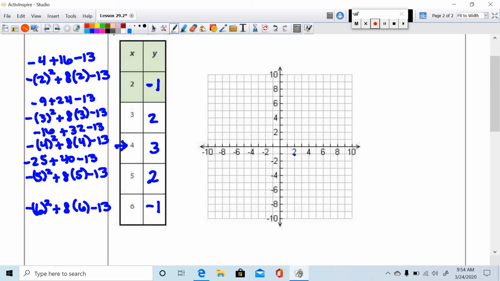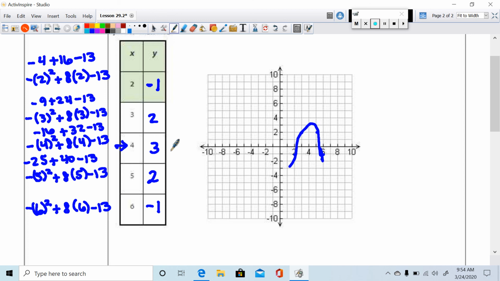Okay, so 2, negative 1 is right here. 3, 2, right there. 4, 3. 5, 2. And 6, negative 1. So that one, our last one, sorry, I can't draw with this board very well. Our last one didn't show the symmetry, and this does.